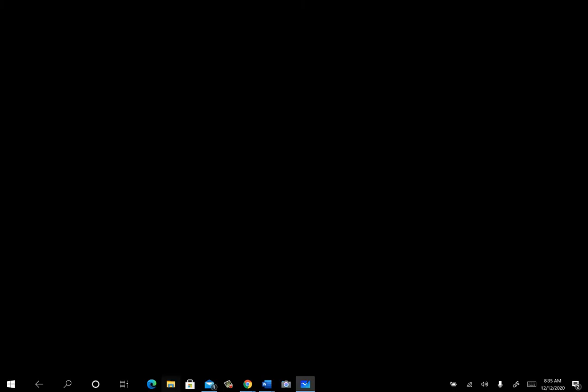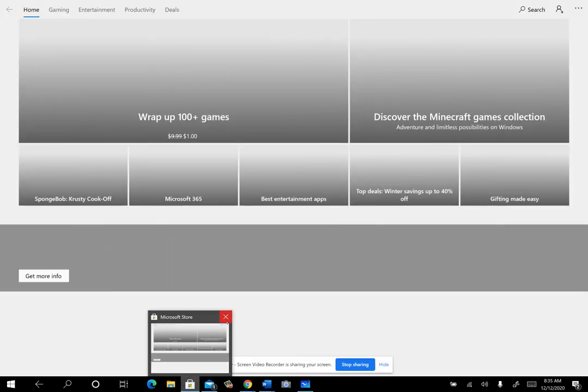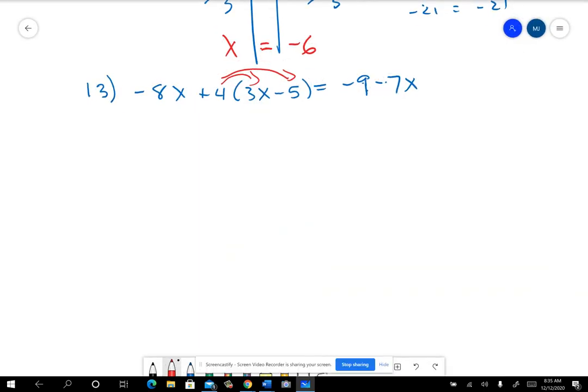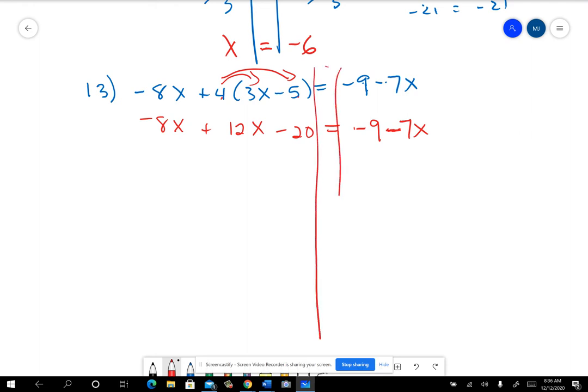So you'd wind up with, oh, sorry, the pens are really close to the bottom of the screen. So you'd wind up having -8x plus 12x minus 20 equals -9 minus 7x. That 4 has to also go to that -5, remember. Now let me draw this around the equal sign, because if you have to go across that, don't forget you have to do the opposite, add the opposite.